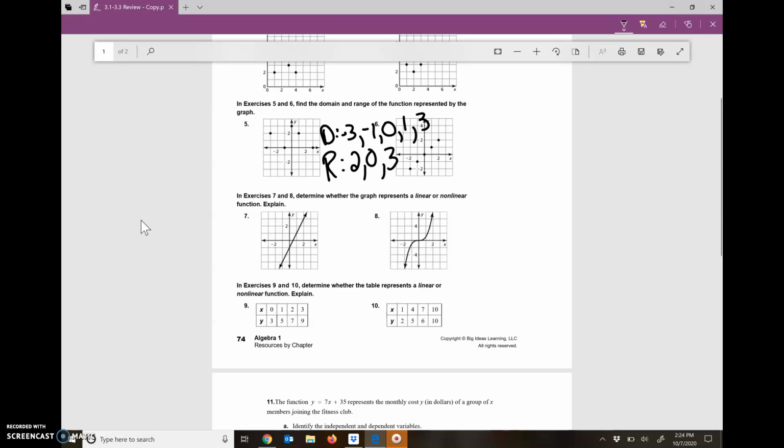And then 7, 8, 9, 10, all are asking if it's linear. So 7 and 8 hopefully are a little easier because they're already graphed for you. On a table, though, like at number 9, we can tell if it's linear if it has a constant pattern for the x's and the y's. It doesn't have to be the same pattern. It just has to be constant for all the x's and constant for all the y's. So if I look at my x's, I go from 0 to 1 to 2 to 3. So that is constant, every time I'm adding 1. If I look at my y's, I go from 3 to 5 to 7 to 9. And that is also constant, every time I'm adding 2. So this one is going to be linear on number 9.